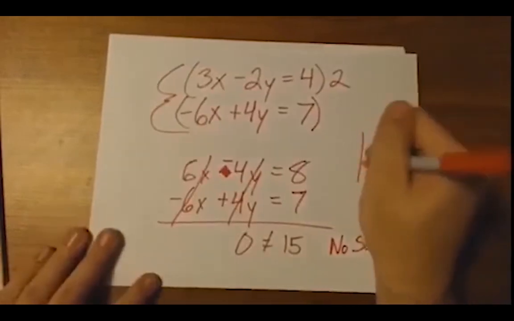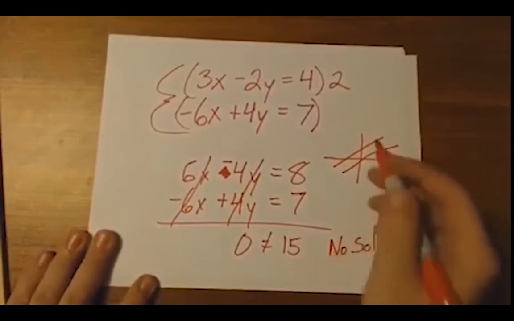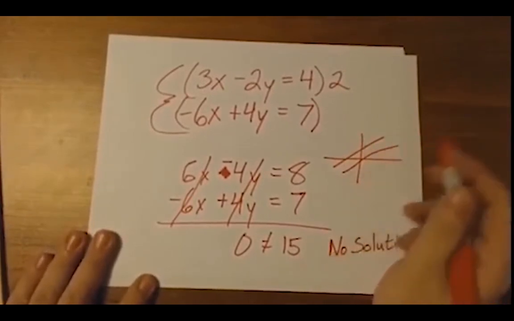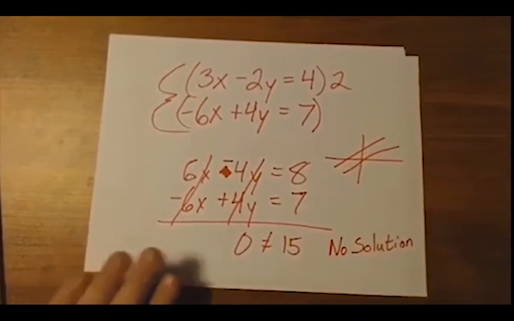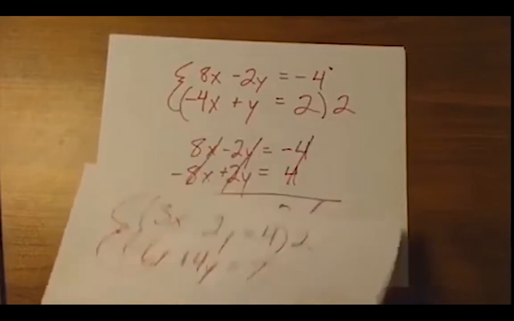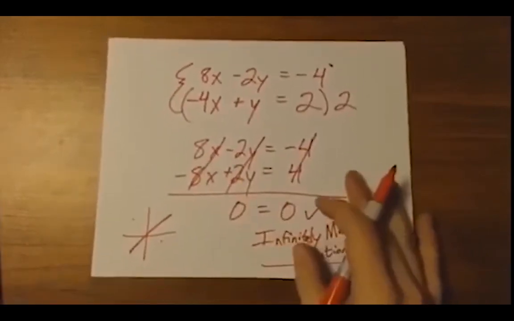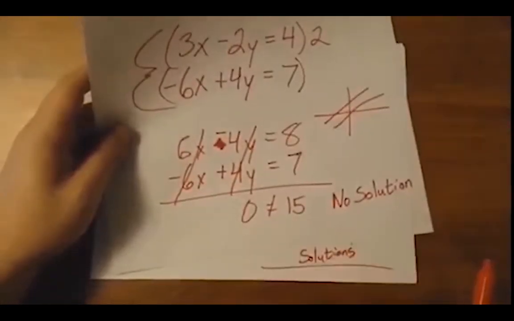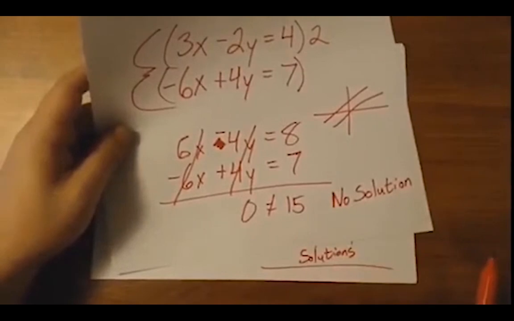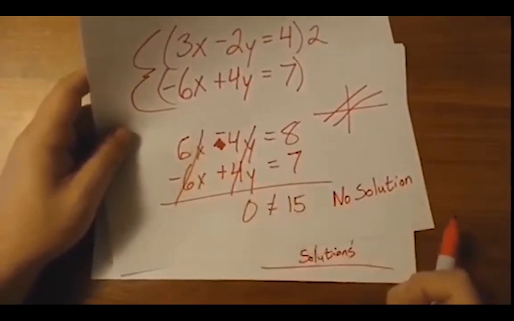As opposed to this one, which would graph as parallel lines, inconsistent and independent. Here we get a true statement, and that one we got a false statement. In both of them, though, both variables went away.